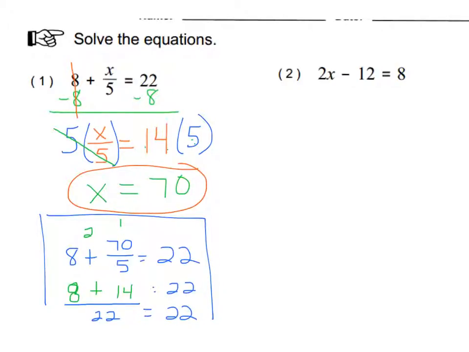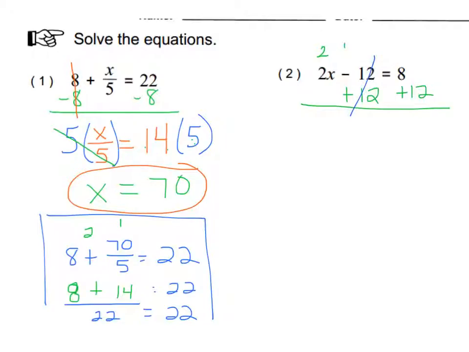Let's try another one. So over here we have 2x, which means multiplication, subtract 12, and equals 8. So I'm seeing two kinds of math, so this tells me it's a two-step equation. I have multiplication and subtraction, and remember we're doing PEMDAS in the reverse order. So subtraction has to be done first, then we'll deal with that multiplication. So the 2x is attached to the 12 with subtract 12, so I'm going to use the inverse operation of addition to get rid of it.